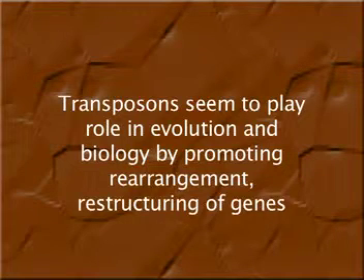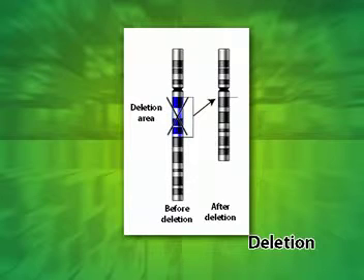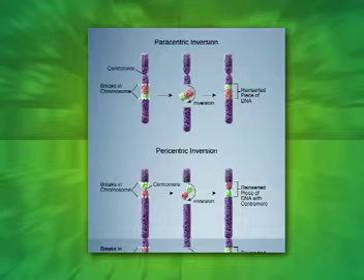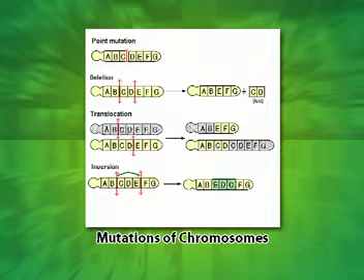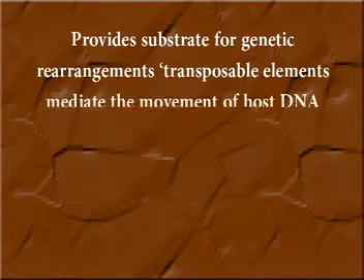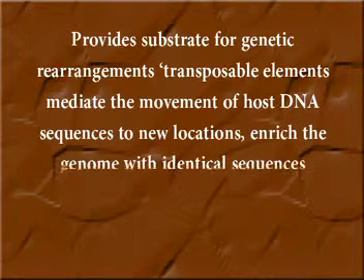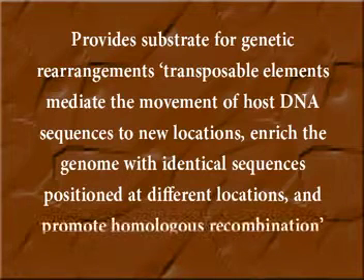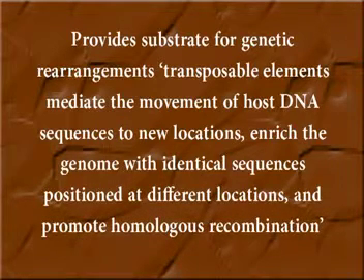Transposons seem to play a role in evolution and biology by promoting rearrangement and restructuring of genes. Transposons may directly cause both deletion and inversion mutagenesis. They cause mutations by insertion into genes and affect the regulation of genes by inserting near promoters. They also provide substrates for genetic rearrangements and thus act as agents of genome evolution. Furthermore, transposable elements mediate the movement of host DNA sequences to new locations, enrich the genome with identical sequences positioned at different locations, and promote homologous recombination.